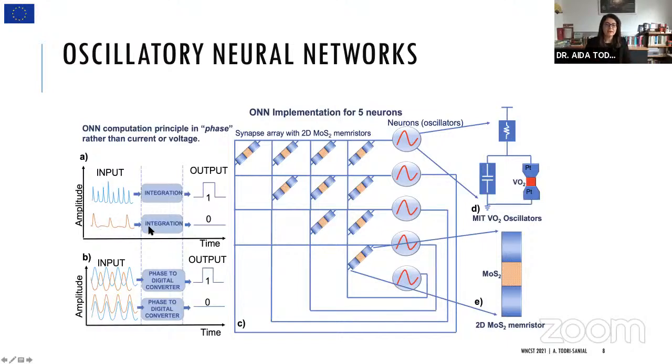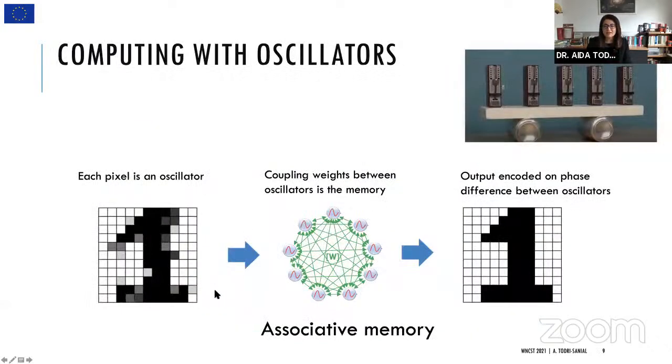And in computing in phase, as I mentioned, we simply need to look at the correlation between signals. So we need to have this phase to digital converter to be able to understand if the signals are in phase or out of phase, to be able to encode a 1 or a 0. To give you a little bit more intuition of how it is to compute with oscillators, and especially to compute in phase, you can think of this as the metronome.